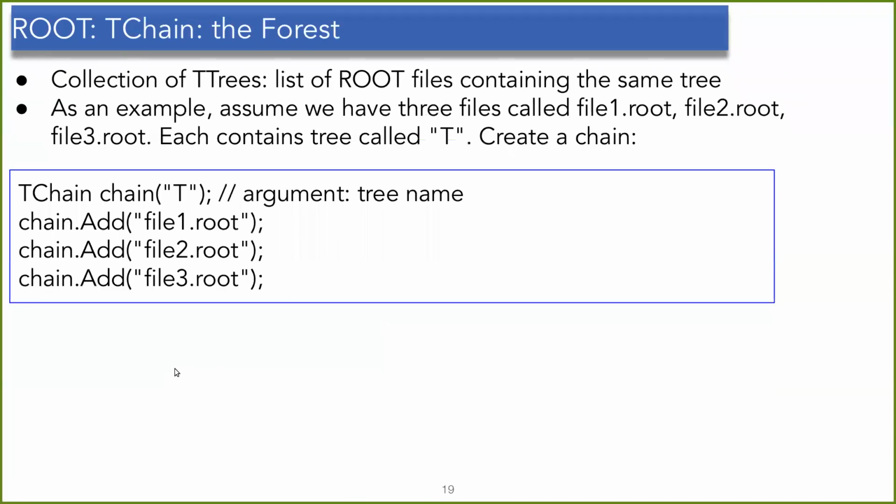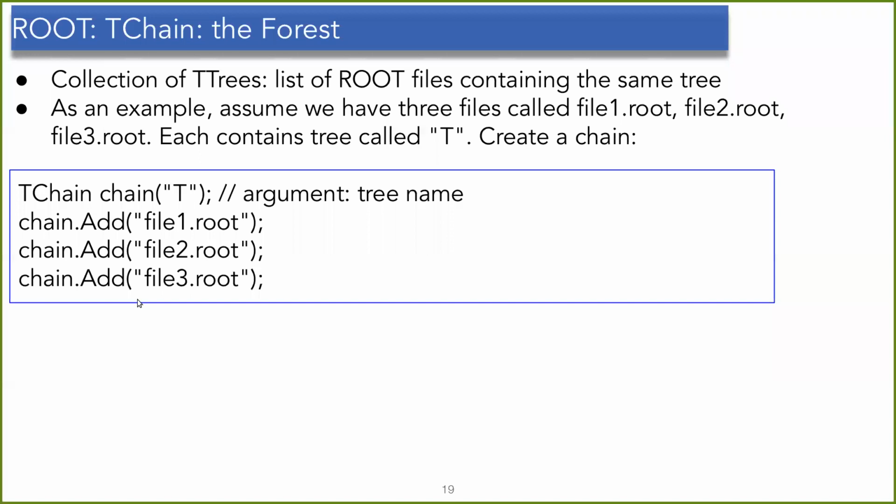Now there is another thing, the TChain, that you can use. For example, if you have various root files, and in every root file you have the same tree, and you want to merge all the content of this tree and analyze it as a single tree, then you can do it using the TChain.